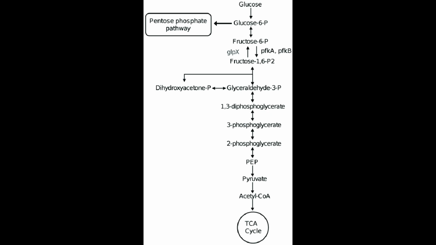It's then converted into 1,3-bisphosphoglycerate, followed by 3-phosphoglycerate, and then 2-phosphoglycerate. From there, it becomes phosphoenolpyruvate, PEP, which is finally converted into pyruvate.